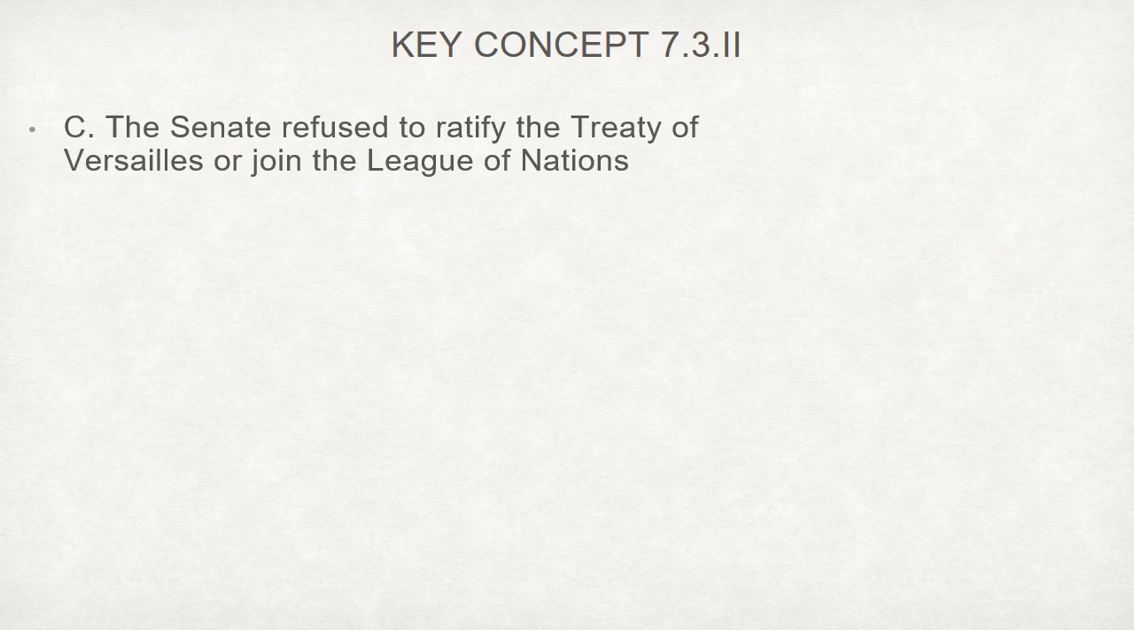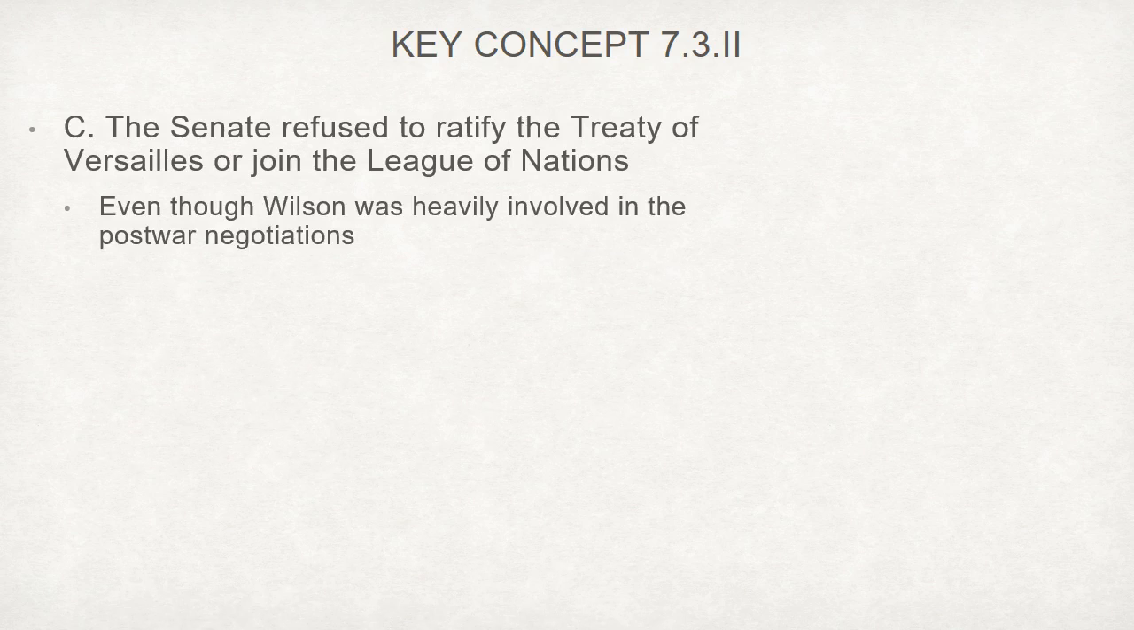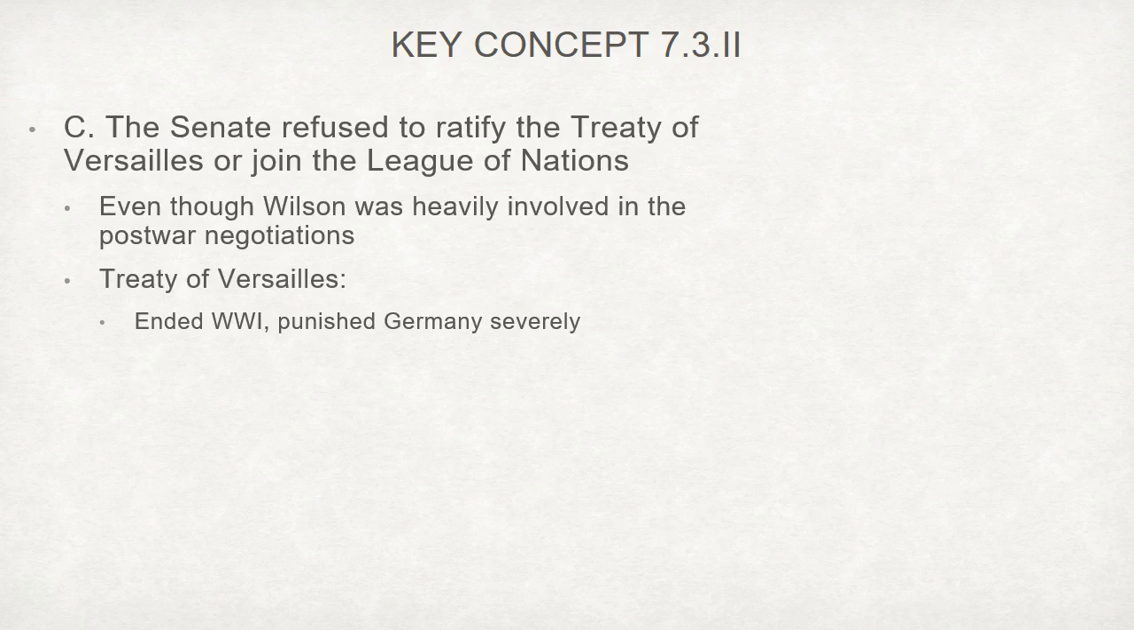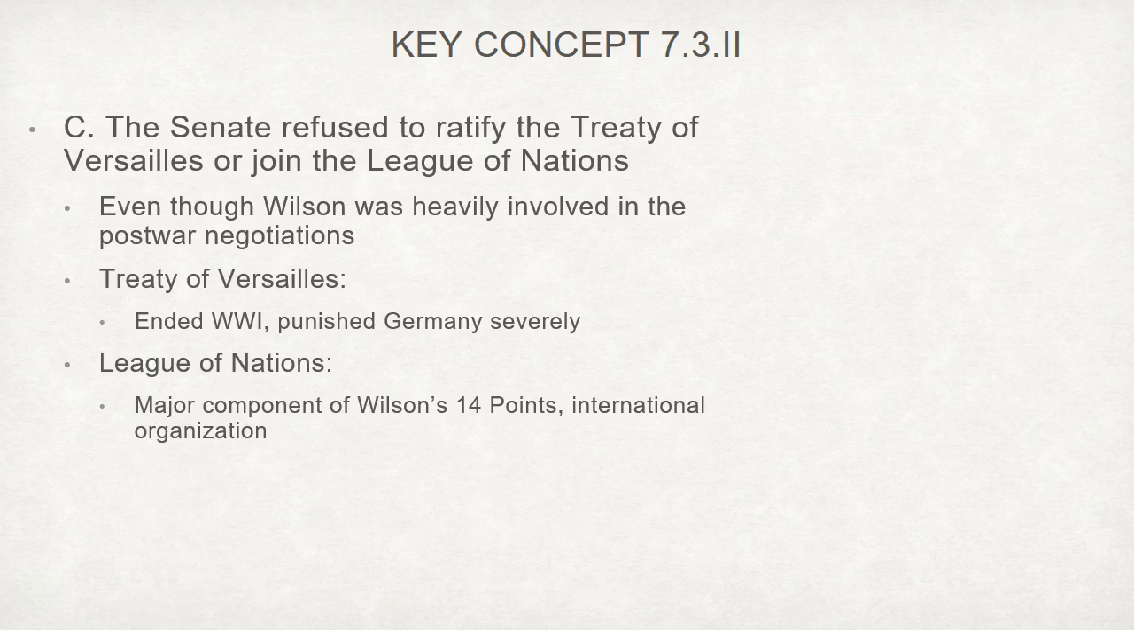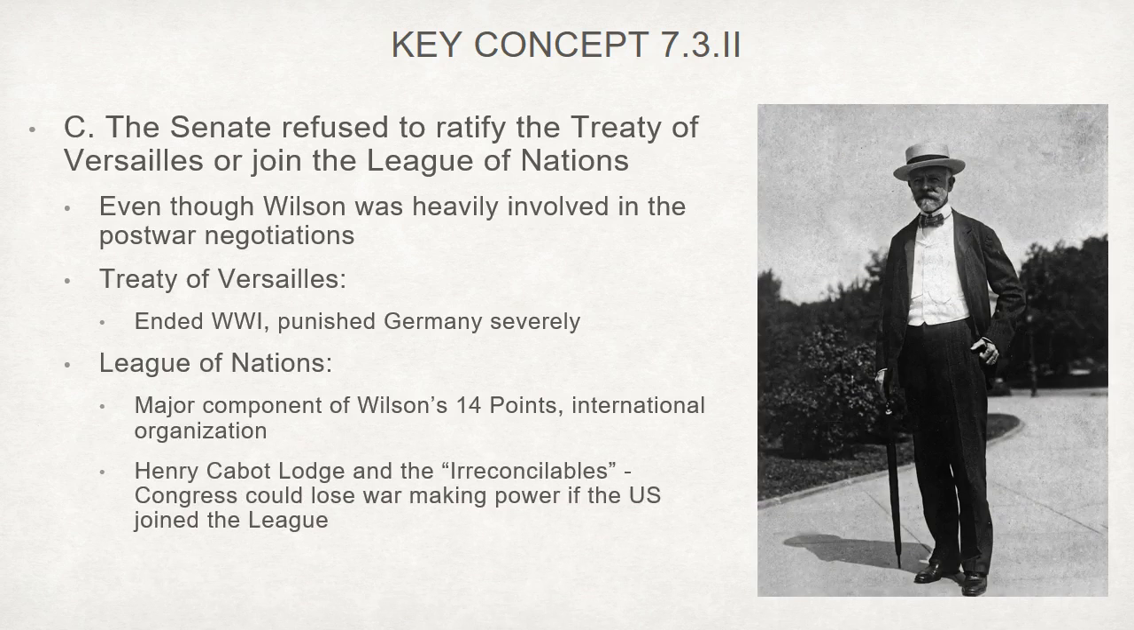So Woodrow Wilson is only successful in getting the British and the French to agree to the League of Nations, which is his most important point of the 14, and this is the precursor to the United Nations. The problem for Wilson is that he has to convince the United States Congress, because Congress are the only ones who can ratify a treaty. And so even though Wilson was heavily involved in the post-war negotiations, Congress has no interest in ratifying the Treaty of Versailles. The treaty is harsh on Germany, which Congress doesn't really care about, but what Congress really cares about is this League of Nations and how it's going to suck America into future conflicts in Europe.